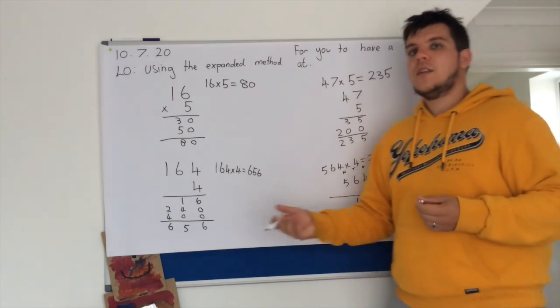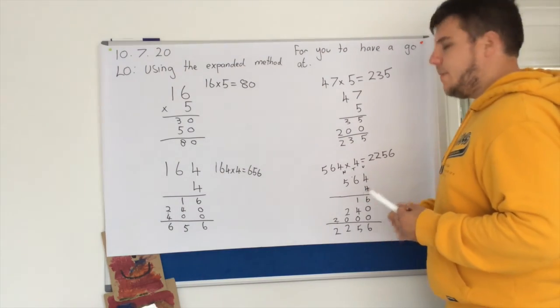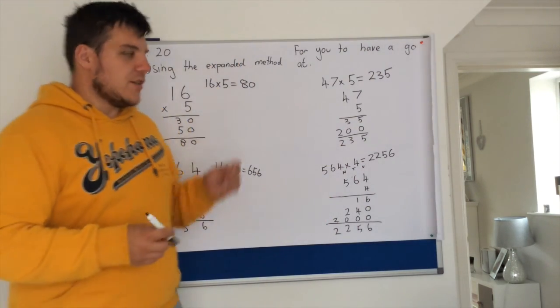Okay, so this is the expanded method. Tomorrow is going to be the standard method, but this expanded method shows us what's actually going on, what you're actually doing on each step. Use your dice, generate your numbers, have a go at a few of those, see how you get on.